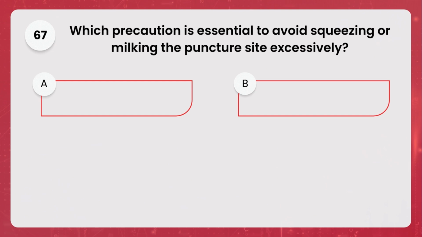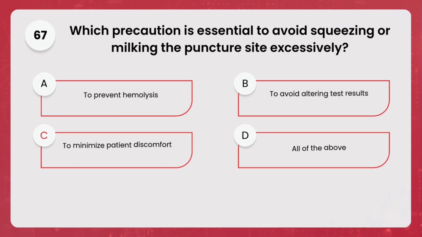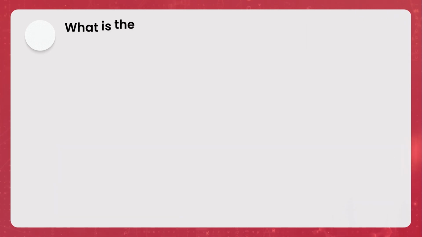Number 67. Which precaution is essential to avoid squeezing or milking the puncture site excessively? A. To prevent hemolysis, B. To avoid altering test results, C. To minimize patient discomfort, or D. All of the above? The answer is D. All of the above.